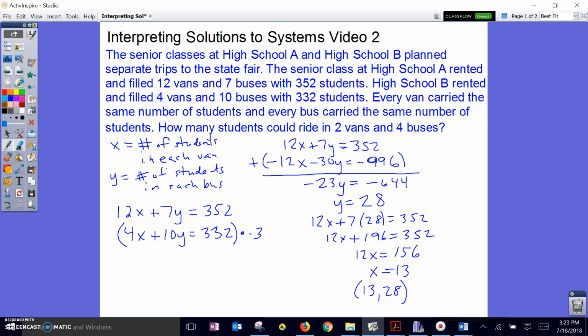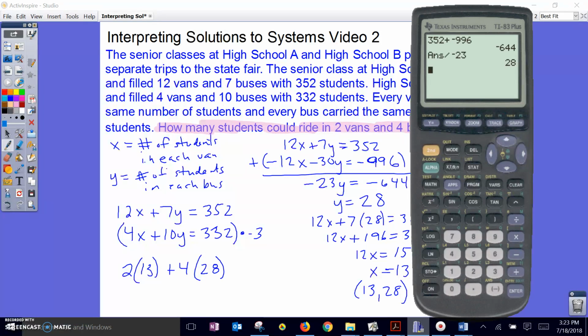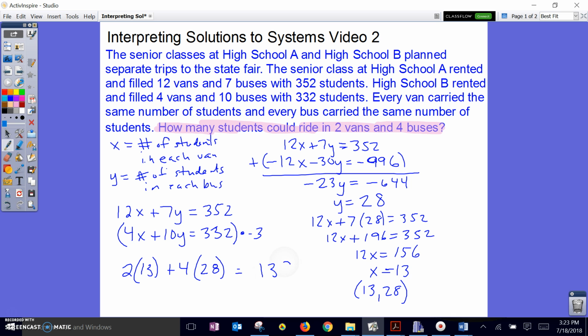But now we want to go back and answer the question that we're being asked. How many students could ride in 2 vans and 4 buses? Okay, so 2 vans: 2 times the number of students who ride in a van, which is x, so that's 13, plus 4 times the number that ride in a bus, which is y, that's 28. We'll go ahead and calculate that out. We've got 2 times 13 plus 4 times 28. And we get 138 students can ride in 2 vans and 4 buses.